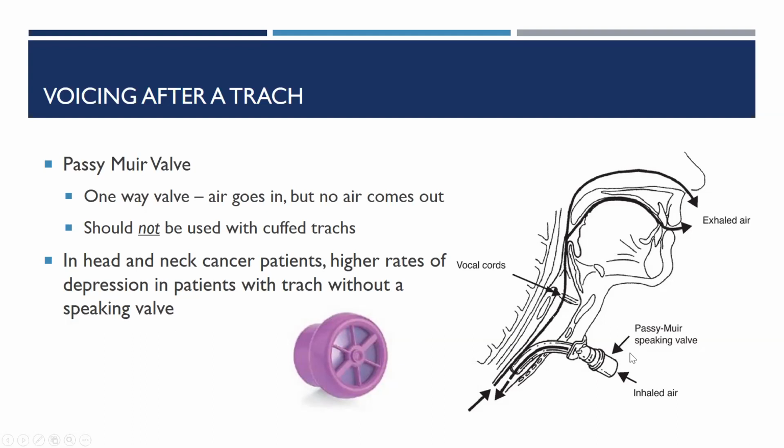This should not be used with cuffed trachs because they can breathe in, but if a cuff is up right here, there's no space for the air to come up through the cords and out their mouth. And it is really important. There have been studies showing rates of depression in people who do not have a speaking valve. So we like to use these unless there's imminent decannulation, like we did the trach for something that has resolved now and we're going to decannulate them.